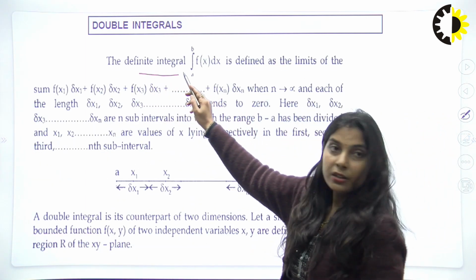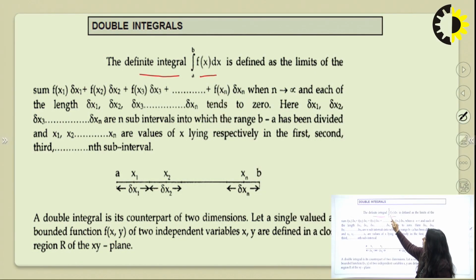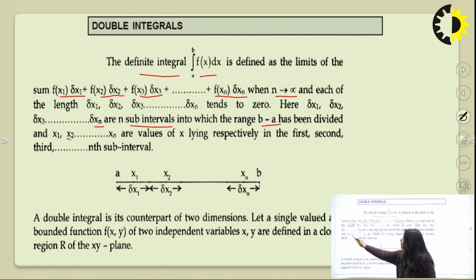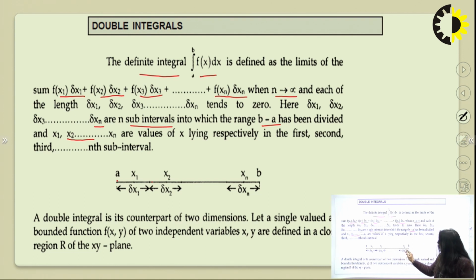The definite integral of f(x) with the range a to b is defined as the limit of the sum f(x1) delta x1 plus f(x2) delta x2 plus f(x3) delta x3 and so on up to f(xn) delta xn, where n tends to infinity and each of the lengths delta x1, delta x2, delta x3 up to delta xn tends to 0. Here delta x1, delta x2 up to delta xn are the n sub-intervals into which the range a to b has been divided, and x1, x2 up to xn are the values of x within these sub-intervals.